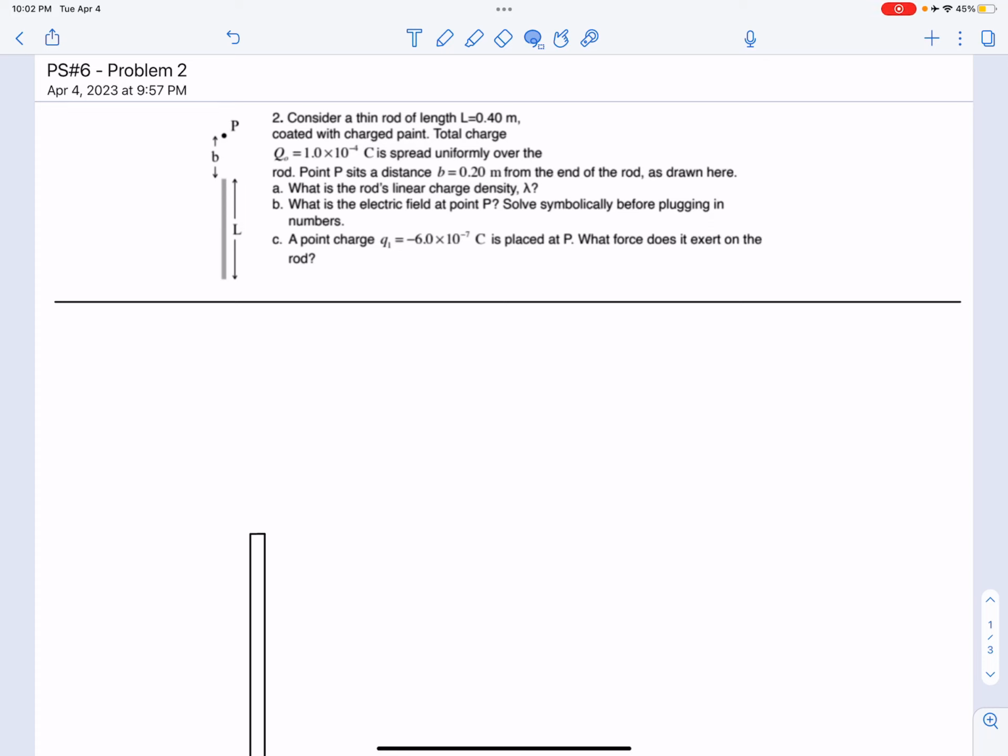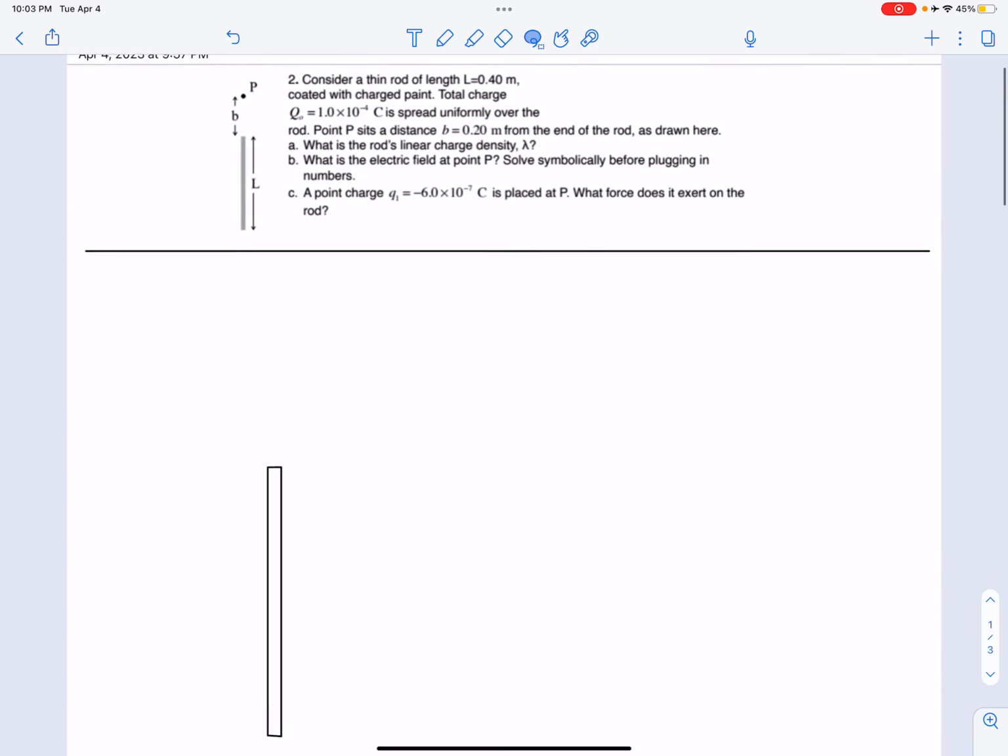This is problem set number 6, problem 2. Consider a thin rod of length L equals 0.4 meters, coated with charged paint. The total charge Q naught is equal to 1 times 10 to the minus 4 coulombs and is spread uniformly over the rod. Point P sits a distance of B, which is equal to 0.2 meters, from the end of the rod, as shown in the drawing. Part A, what is the rod's linear charge density?